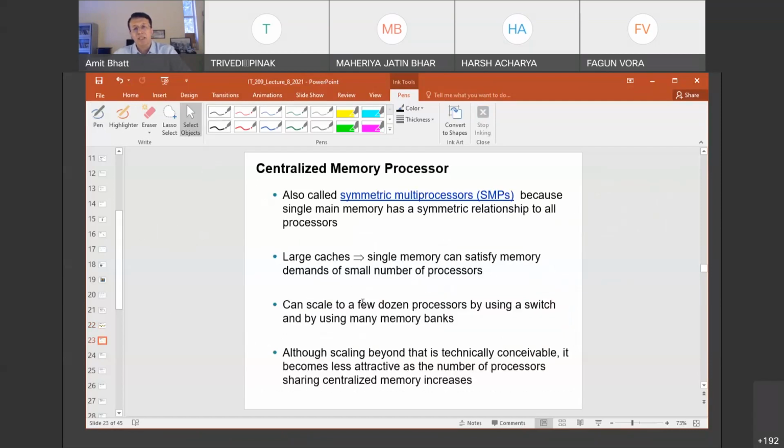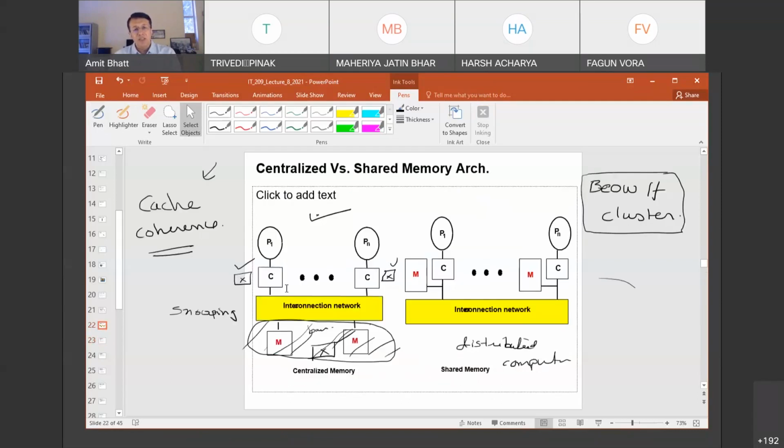It is also known as symmetric multiprocessor because the distance or the time to connect to main memory from each processor is the same, right? So it is going through the interconnect. So it is symmetric. Here it could be asymmetric. Why? Because this main memory is here. Suppose Pn wants to access the main memory of P1. It depends on the distance. If it is P2, then it is close by. If it is Pn, it is far away. So this is basically asymmetric. This is symmetric.